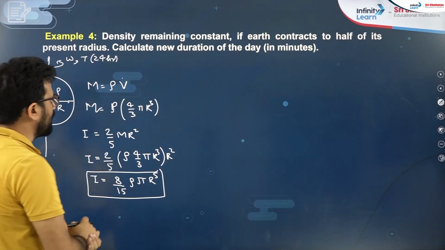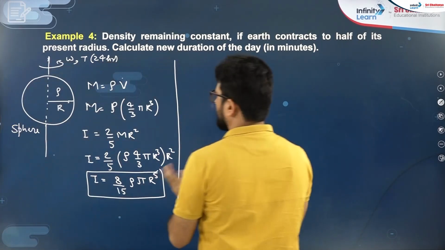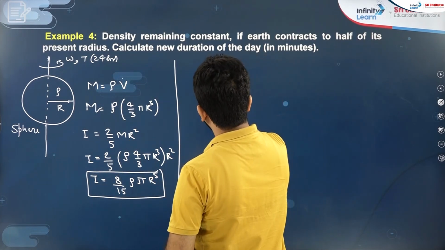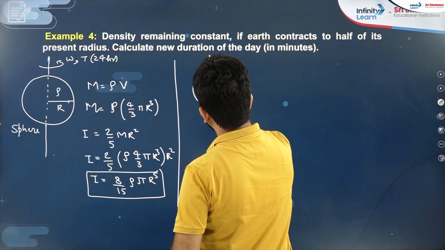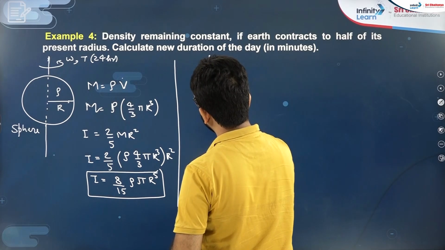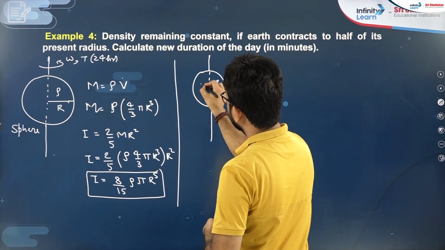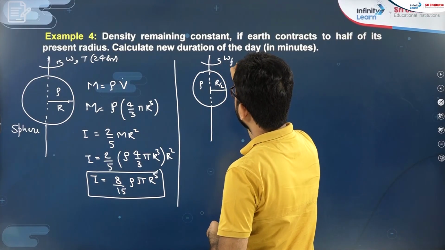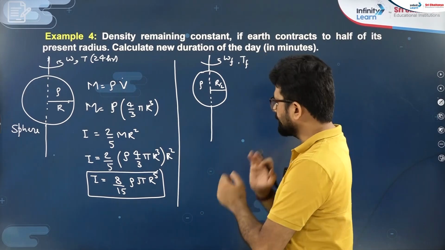Now the second part we have to understand: the radius becomes half. Everything else is the same, the radius becomes half. So this is the new earth. It is again rotating about its own axis, and its radius becomes r by 2. Density again remains the same, and now this would be omega final, and there would be some T final we have to calculate. Try to focus.